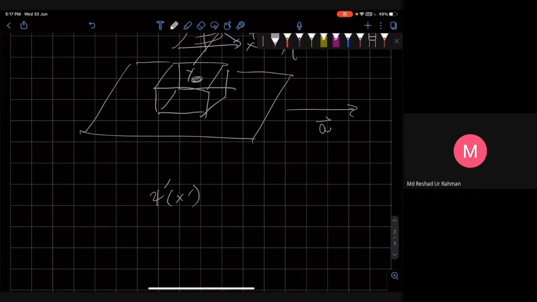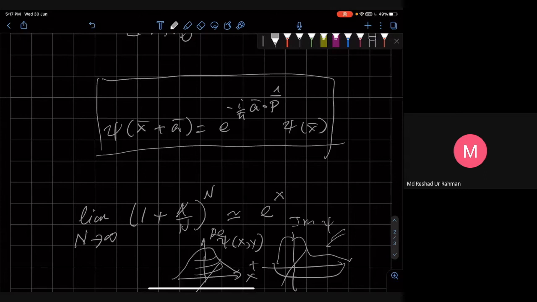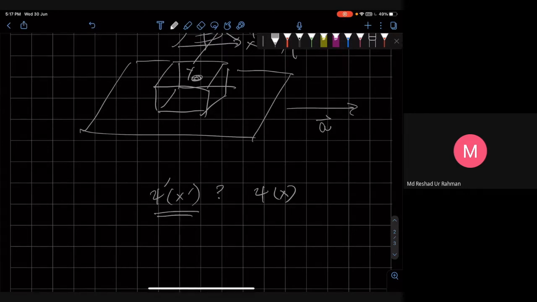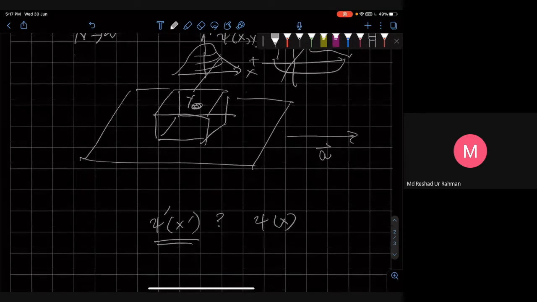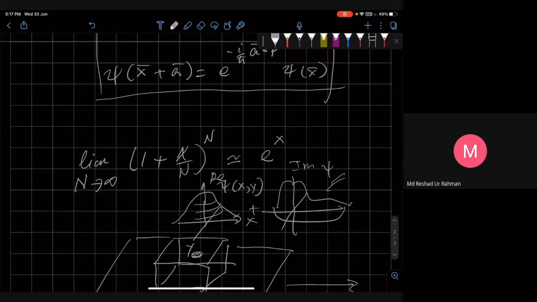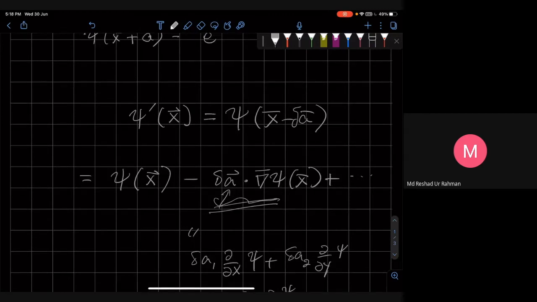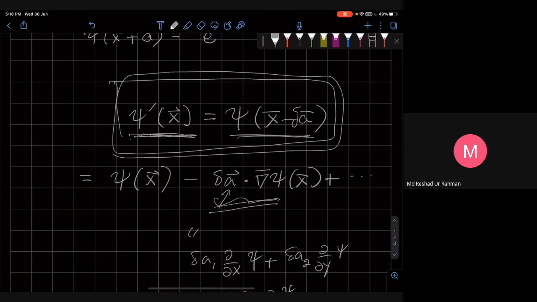Now what I'm trying to figure out is how this is related to the old wave function that I had in my previous room. And this formula tells me how the two are related. What we have established previously, by a heuristic argument, is that the old wave function is related to the new function through this relationship.